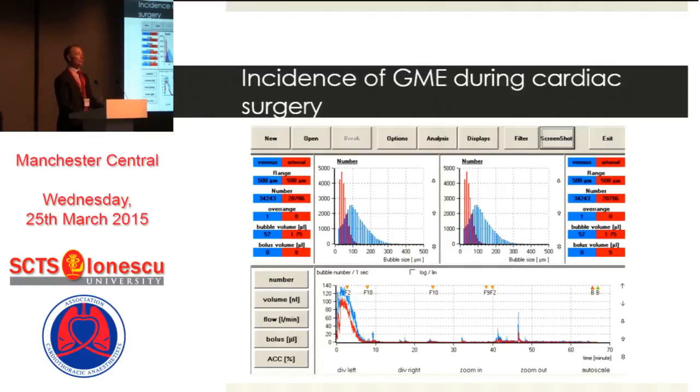This is a readout from the GAMT bubble counter, which shows in the blue the smaller number but larger bubbles detected in the venous line. And despite the introduction of arterial line filters of increasingly small bore, a large number, albeit of smaller microbubbles, are detected in the arterial line before it enters the patient. In fact, you probably can't see the figure in red, but during this simple case of coronary artery bypass grafting, over 20,000 GME were detected in the arterial line.